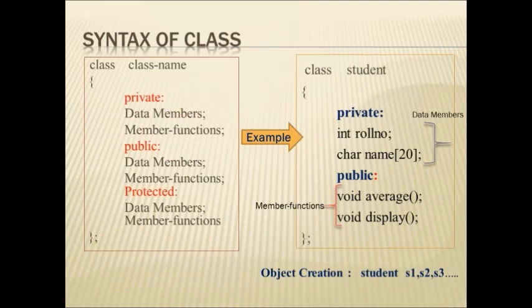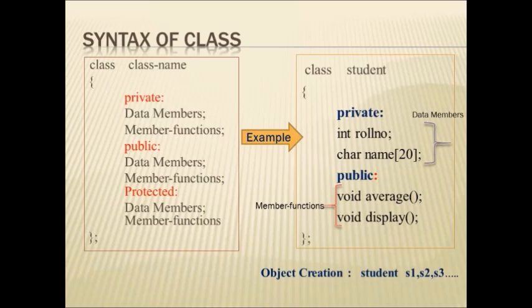The general structure of a class is: class, class name. The class is enclosed with an opening brace and closing brace and is terminated with a semicolon. In the body of the class, there are three sections: private section, public section, and protected section. The private, public, and protected are the access specifiers or visibility modes. According to the requirement, you can declare your member variables and member functions as private, public, or protected.